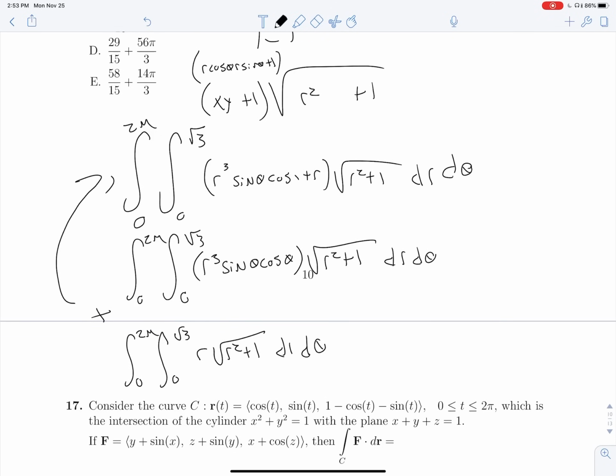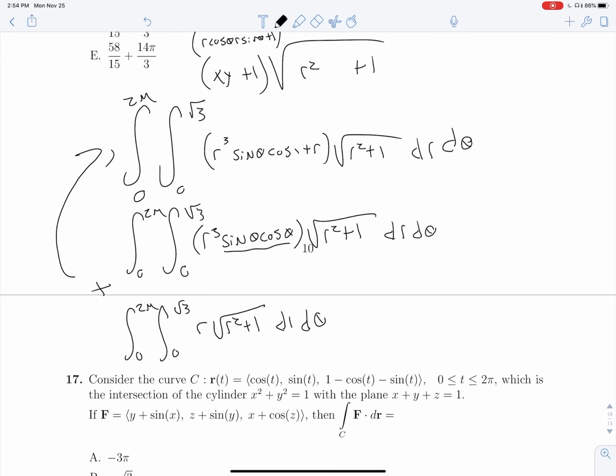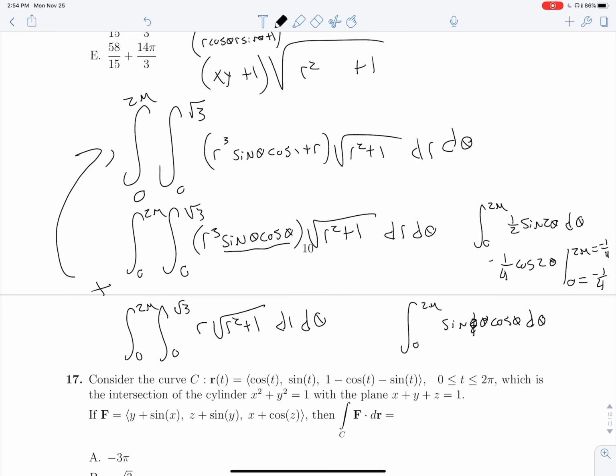Okay, so we're actually saved a little bit by the fact that this small portion of the integral is multiplied into everything else. If we take this integral from 0 to 2 pi of sine theta cosine theta d theta, we will see that this is equivalent to the integral from 0 to 2 pi of 1/2 sine 2 theta d theta, which is negative 1/4 cosine 2 theta on 0 to 2 pi. This is going to give us negative 1/4 and negative 1/4, which is 0.